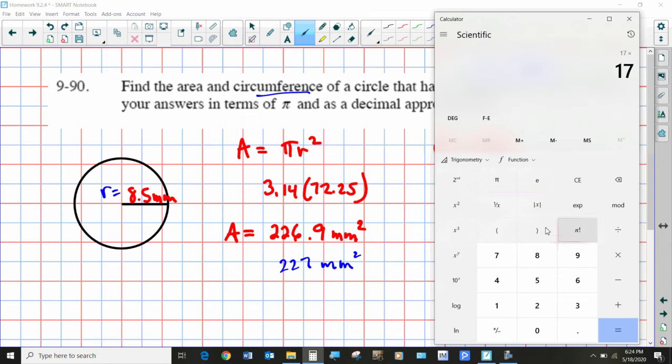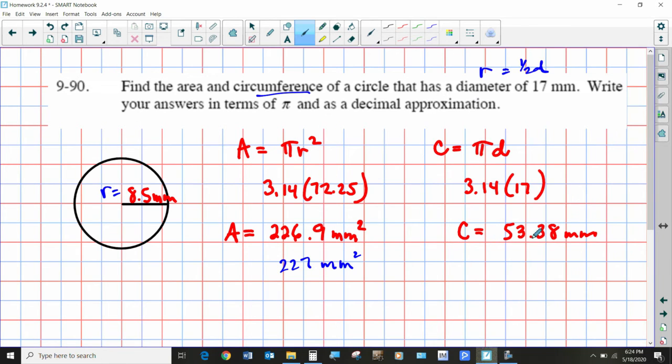17 times pi, there you go. 53.4. 53.38, that would round to 53.4. So yeah, we're pretty much good with our round off there as well.